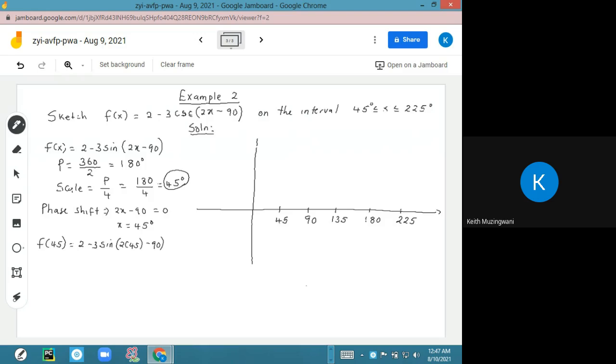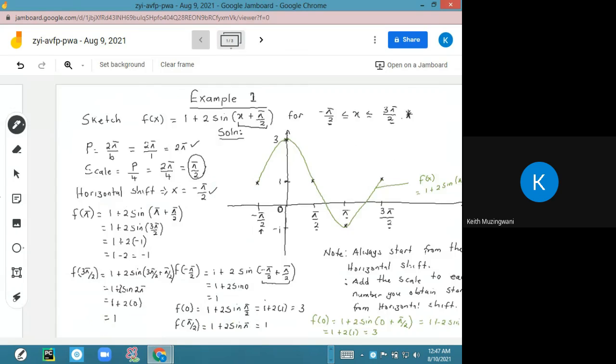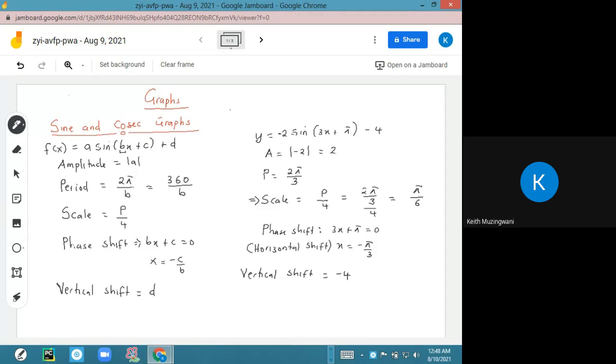Sir, how did you find the 360 there? How are you getting the one for the period? Yes. That's a formula that we use to obtain the period. The 2 pi we mentioned in one. We said it's either 2 pi or 360, depending on which family you are. All right, thank you.